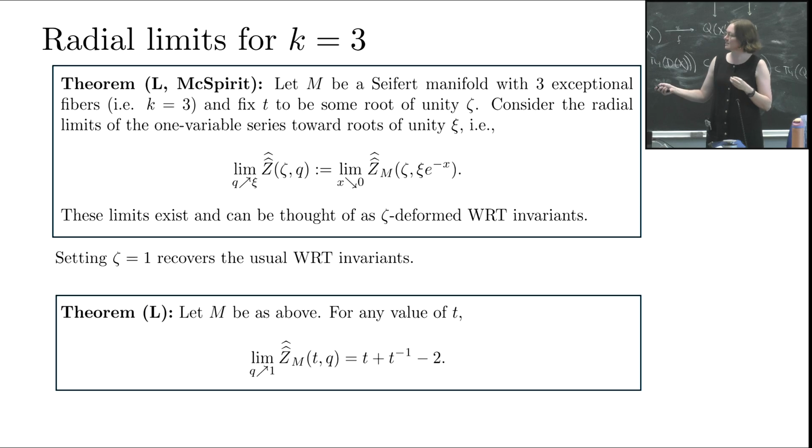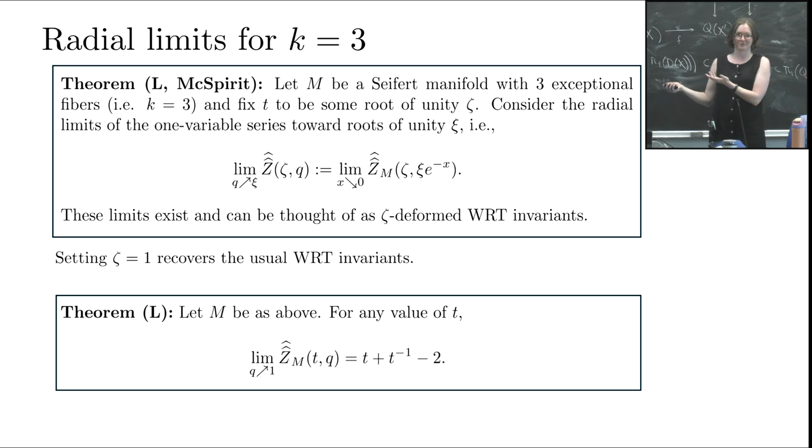So here, zeta is our fixed value of T, and then the other root of unity is the one we're taking the limit towards. One of these roots of unity is fixed, and one of them we're varying. This concerns special values of T, but I'm also interested to understand what happens for a general T, and what that might tell us about the role of T in this invariant. When M is as above, we know that if we let q go to 1 for any value of T, so now we're just looking along the ray from 0 to 1, we get T plus T inverse minus 2. This is, I don't want to say strange, but somehow in this invariant, as q goes to 1, you're forgetting all the Seifert data.